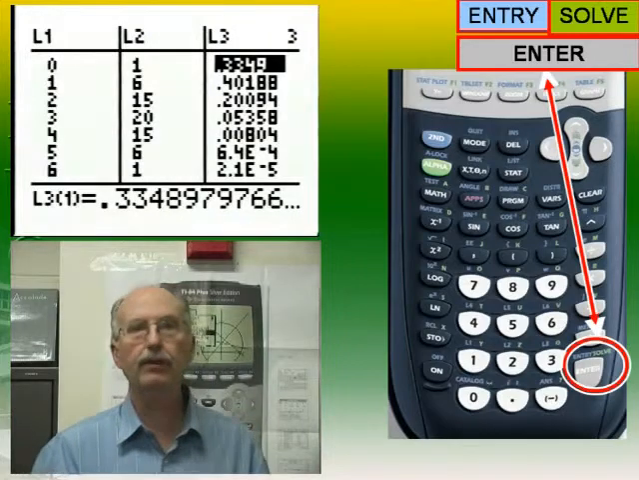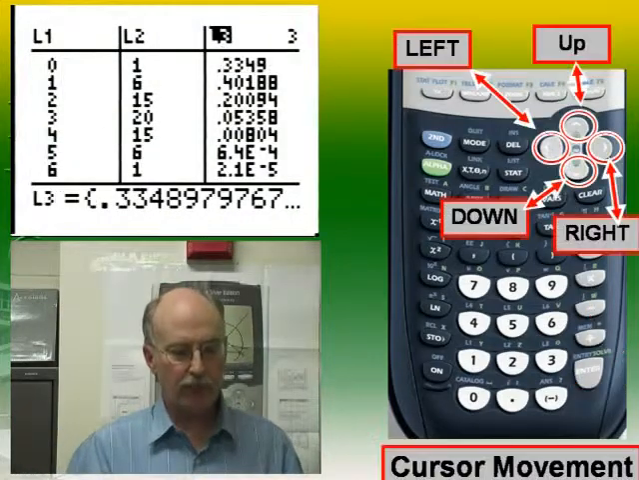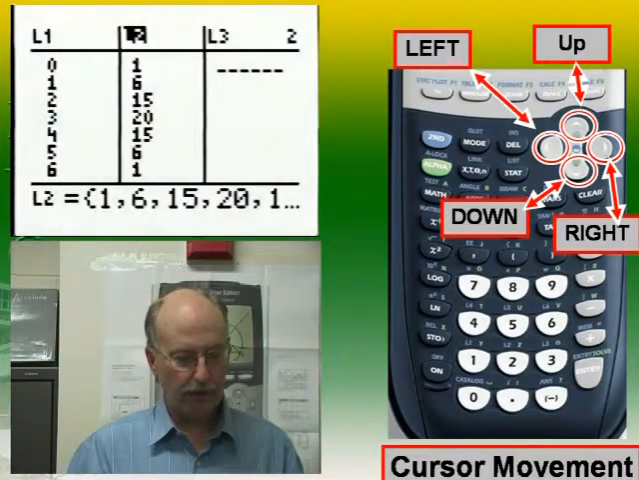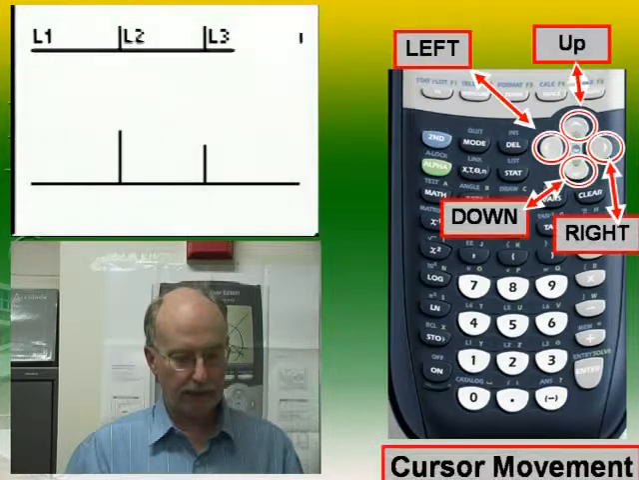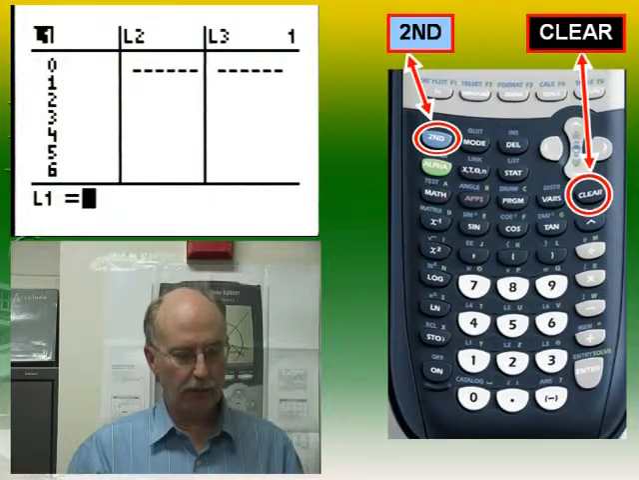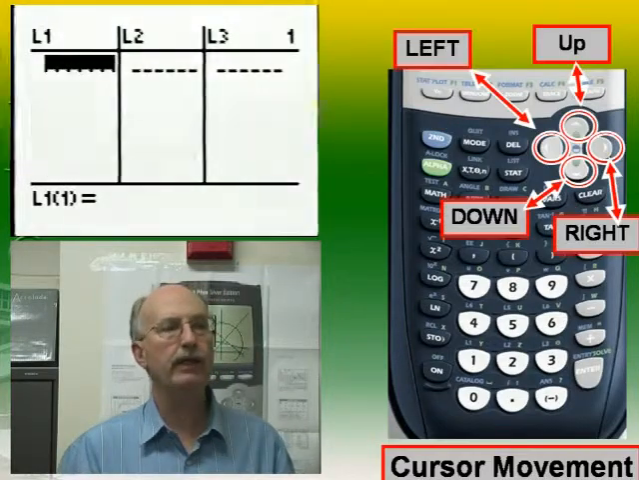And you can see we have some data in there from a prior calculation, so we'll scroll up to L3 and clear it, and scroll back down. We'll scroll over and up to L2 and clear it, and go back down. And then we're going to scroll over to L1 and clear it, and go back down. And now we're going to put our data in.